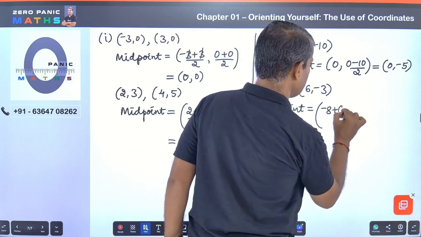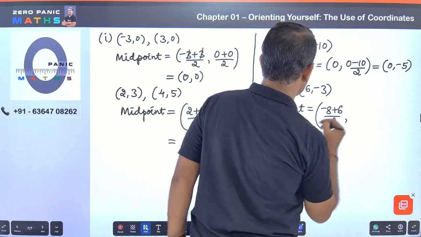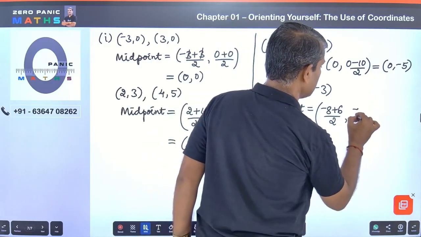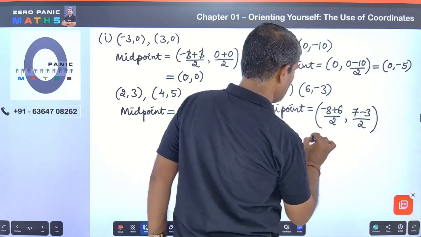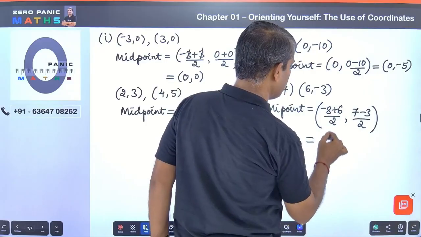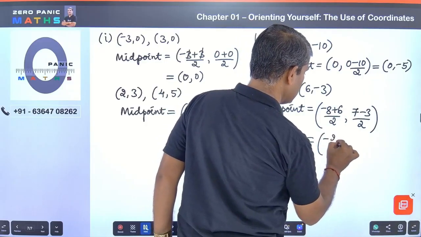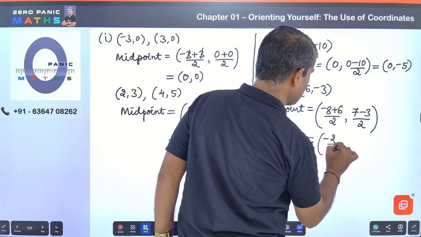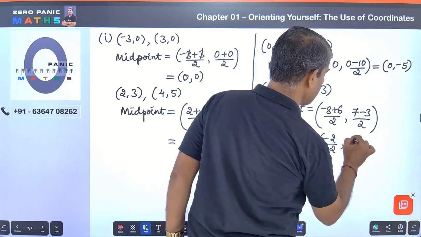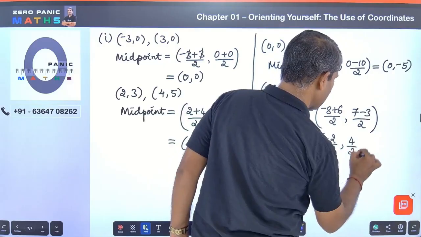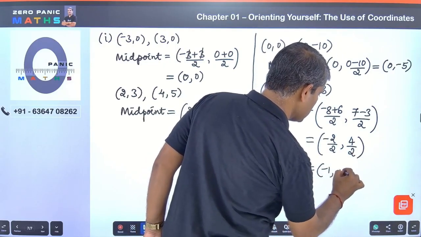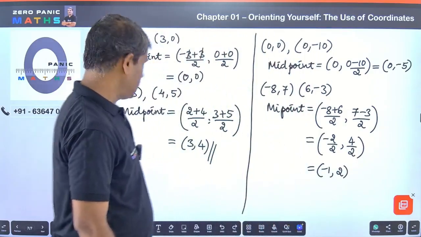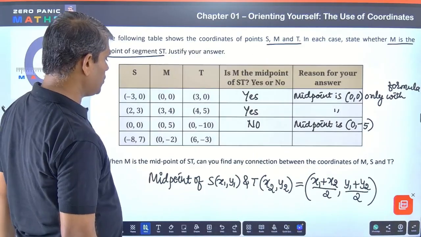Minus 8 plus 6 divided by 2, and 7 minus 3 divided by 2, which is equal to minus 2 by 2. Correct? 6 minus 8 is minus 2, right? Minus 2 by 2, and 7 minus 3, which is 4 by 2, which is equal to minus 1 and 2. Correct? Whether it is minus 1, 2?